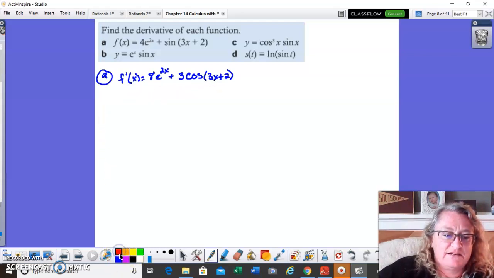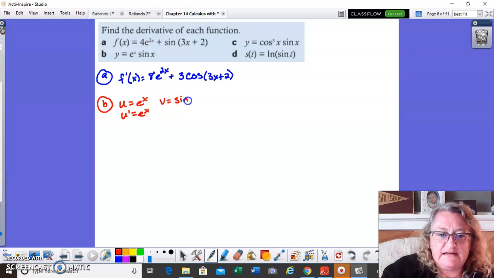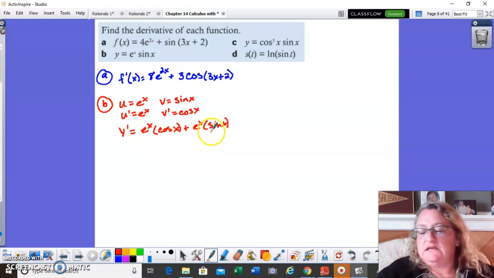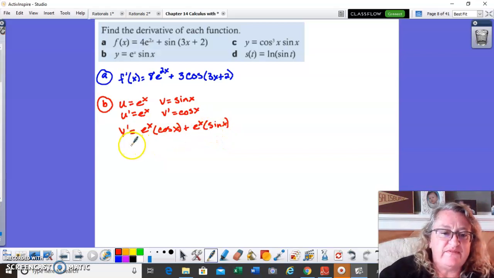Okay? So letter B. All right, we have a product here, right? So u is equal to e to the x, and its derivative is going to be e to the x. v is going to equal sine x, and the derivative of sine is cosine x. So the derivative is e to the x times cosine x plus e to the x times sine x. That's not incorrect the way it's written, but we can write it a little more simply if we factor out that e to the x. So it's just e to the x times cosine x plus sine x.